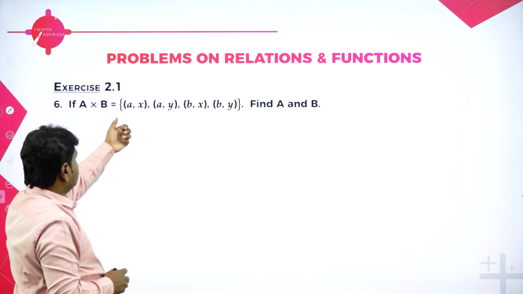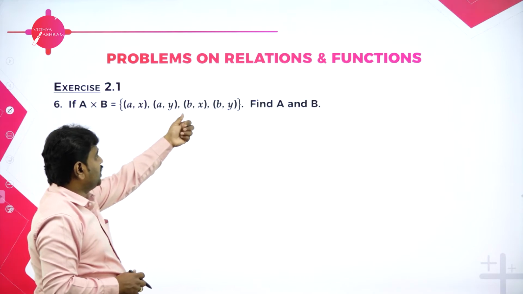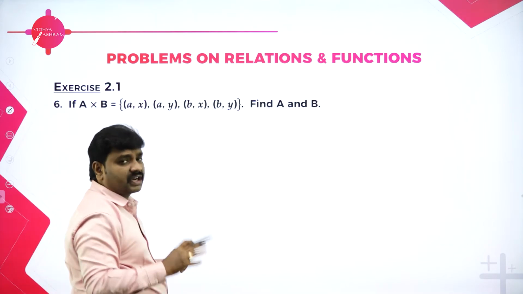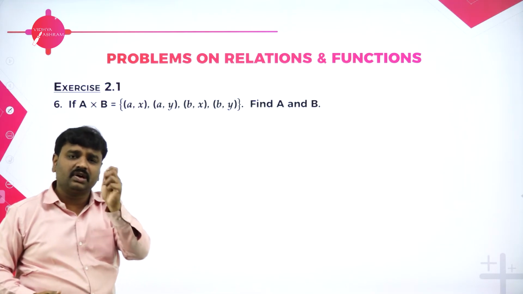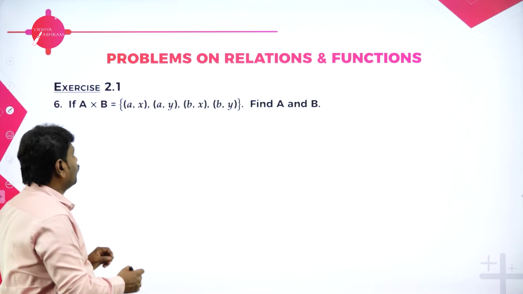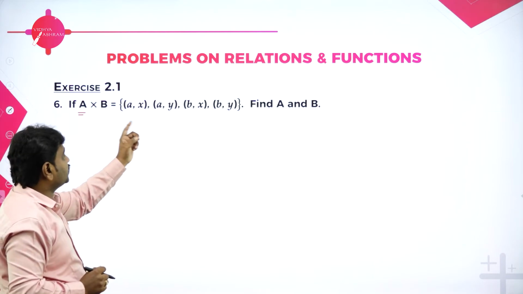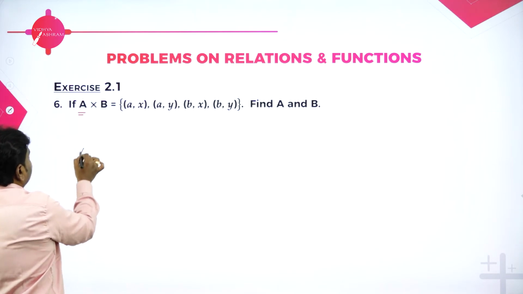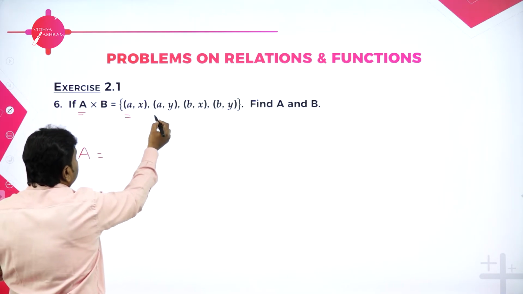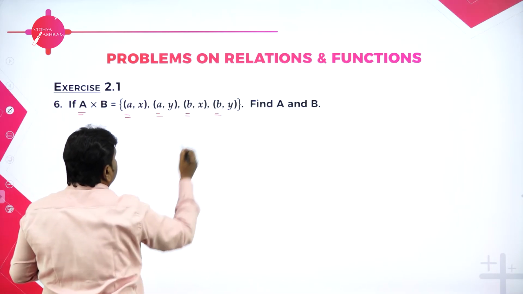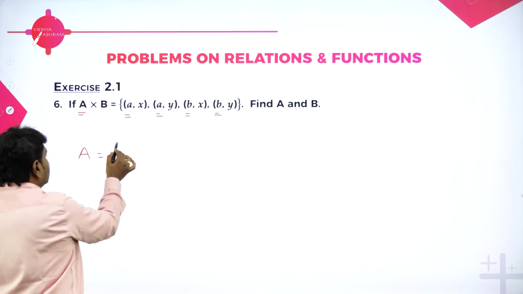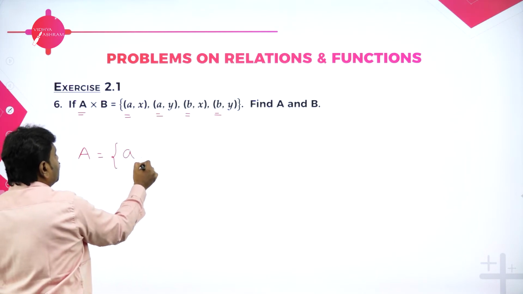A cross B is A comma X, A comma Y, B comma X, B comma Y. Find A and B. Reverse they gave. They gave A cross B, and they want you to find A and B. All of you know, in A cross B we'll have order pairs where all the first elements belong to the first set. So first elements means what? A is a first element, A is a first element, B, B. So these are the first elements. What are the first elements in order pairs? A comma B.